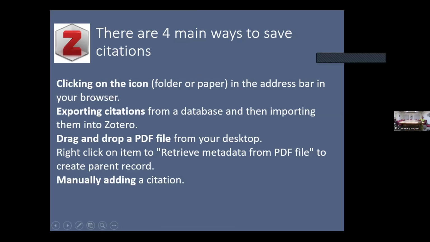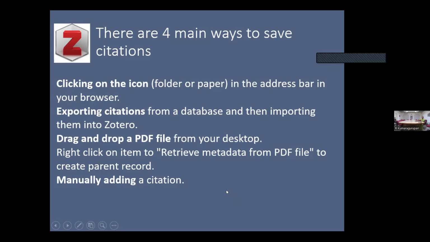One is clicking the icon. Whatever you are searching in the search bar, just click, and it automatically comes into your Zotero bar. And then you can export the citation from database to database and then import it to Zotero. And then if you have a collection of PDF files, you can easily track and keep them in Zotero. And then manually you can add some citations.